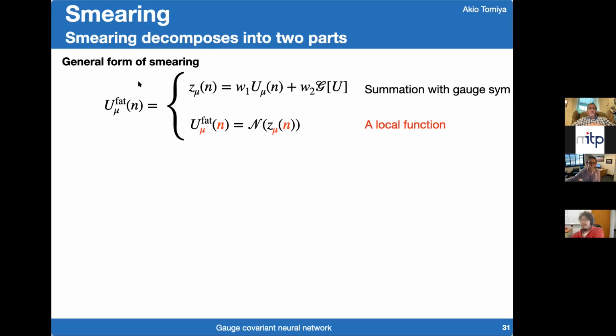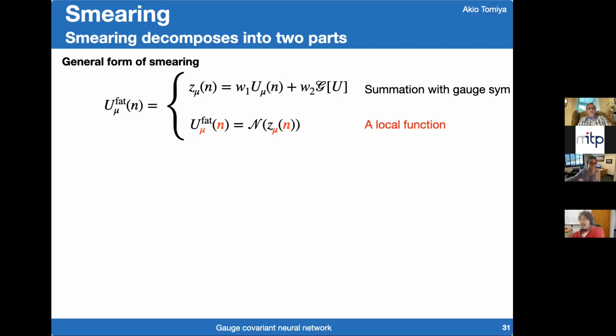And both procedures are summarized in this form. U plus some gauge symmetric function here. So in the staple case, this is stable. And then if we add two of them, the resultant Z mu is input to some local function here, and then we get the fat link. And this fat link can be the input of the next one. So we can repeatedly apply the smearing.